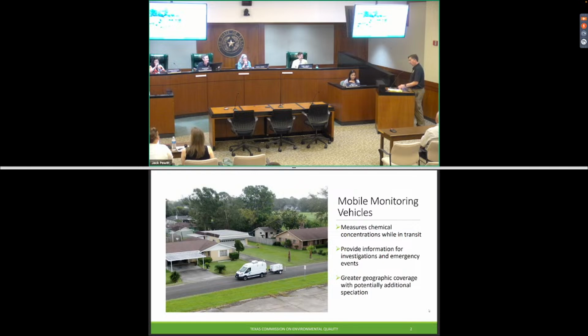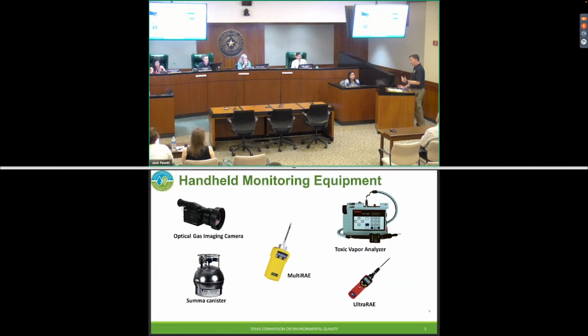One of the important capabilities of these mobile monitoring vehicles is that we can cover greater length and geographic scope than we could with our handheld equipment, because we can transit and get real-time data throughout neighborhoods. When I talk about handheld equipment, here's a typical handheld equipment that we use out in the field. This is our base equipment that investigators will have on any kind of air investigation or emergency response involving air emissions. The UltraRAE and MultiRAE are able to detect volatile organic compounds.